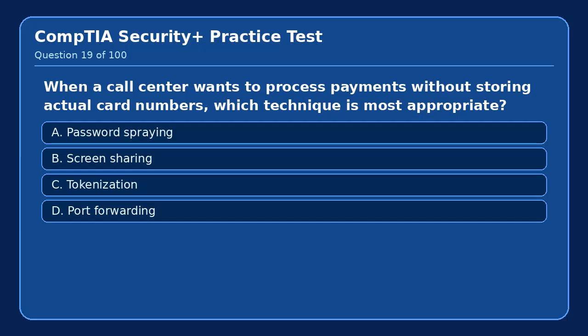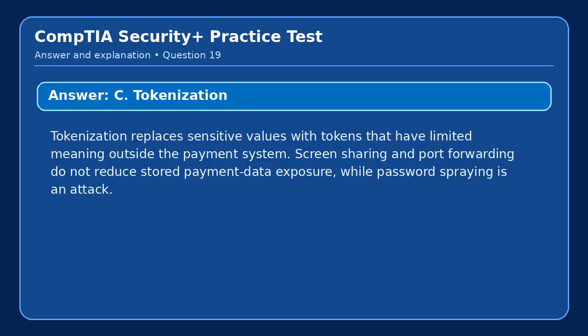Question 20. For a training screenshot at a distribution warehouse, which method hides sensitive fields while preserving the document format? A. Open relay configuration. B. Data masking. C. ARP spoofing. D. Tailgating. Take a moment to choose your answer.